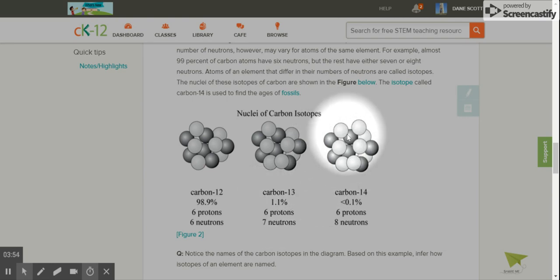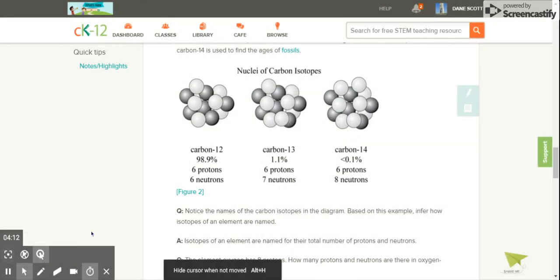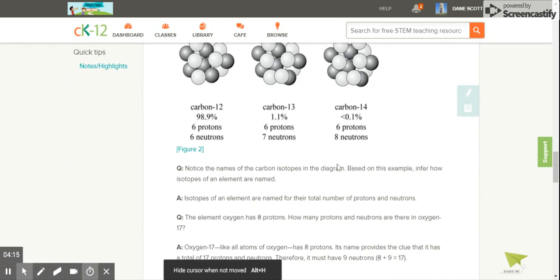This one, again, 1, 2, 3, 4, 5, 6 dark ones, which are protons, 1, 2, 3, 4, 5, 6, 7, 8 light ones, which are neutrons. That's carbon-14. 6 plus 8 is 14. Less than 0.1% is carbon-14. Notice the names of the carbon isotopes in the diagram. Based on this example, infer how isotopes of an element are named. Kind of showed you that just a moment ago. Isotopes of an element are named for their total number of protons and neutrons. 6 plus 8 is 14. 6 plus 7 is 13. 6 plus 6 is 12.